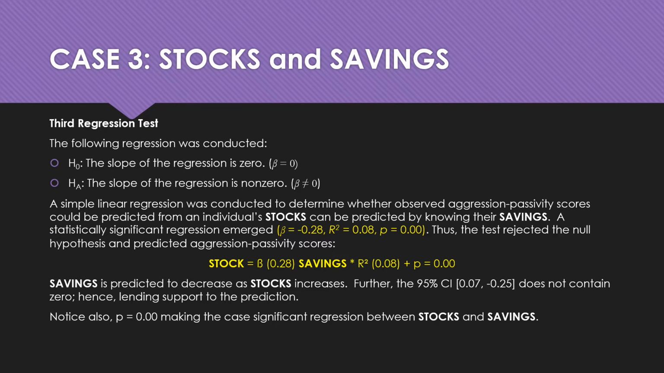Finally, case 3, stocks and savings. Savings is predicted to decrease as stocks increase. Further, the 95% confidence interval is negative 0.25 as the lower bound and negative 0.07 as the upper bound. It does not contain 0, hence lending support to the prediction. Notice also that the p is equal to 0.00, making the case for significant regression between stocks and savings.